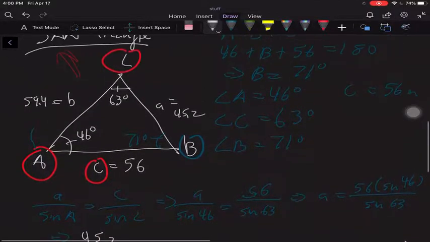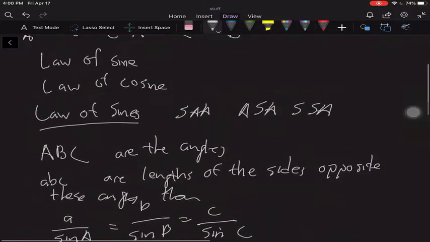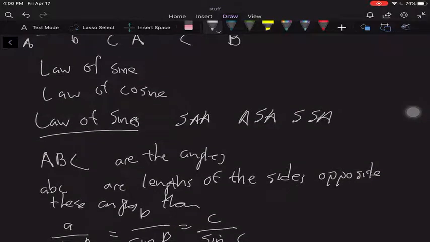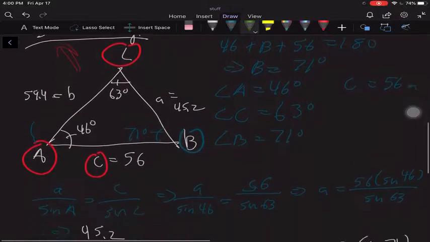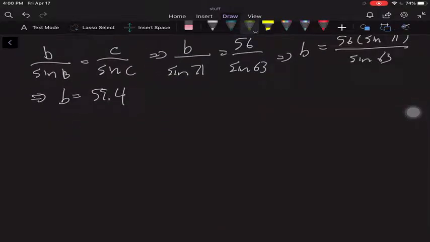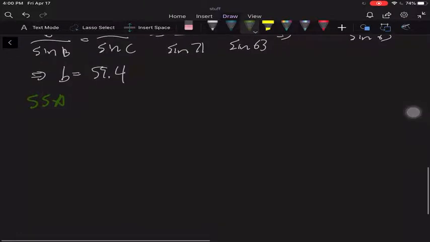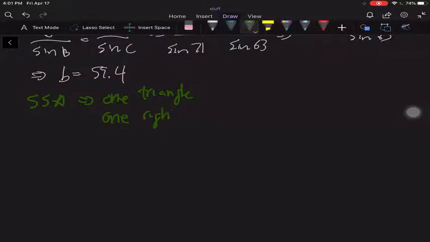However, this only applies if the triangle is angle-angle-side or angle-side-angle. If we have side-side-angle, it's a lot more complicated. For side-side-angle, when we crunch our numbers, we can end up with one triangle, one right triangle, no triangle at all, or two triangles.